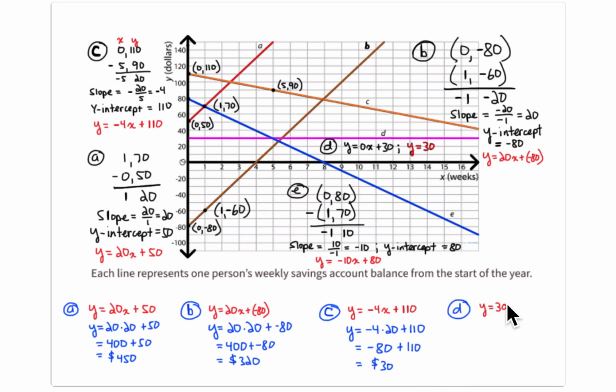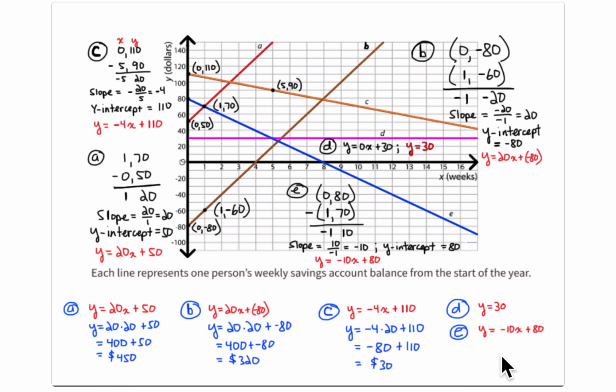So D, nothing changes. This person is not adding money to their account, not subtracting money from their account. So after 20 weeks, they still have $30. So y is always going to equal $30. And finally, for E, they're spending money at a rate of $10 each week. So that's a slope of negative 10, starting out at a positive $80. It's right here, but they're spending money faster than C. So they actually go into debt.